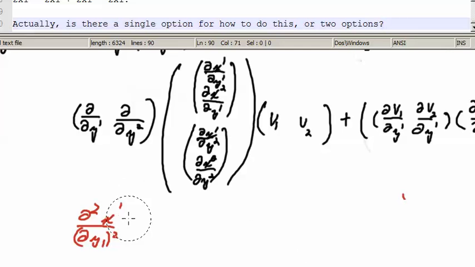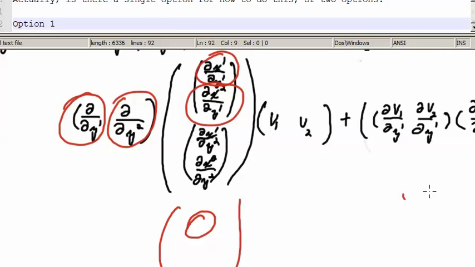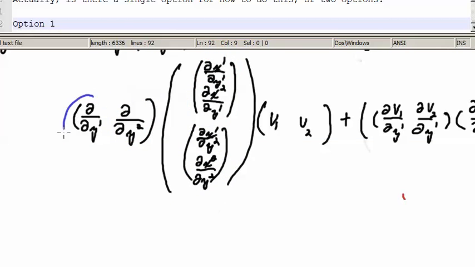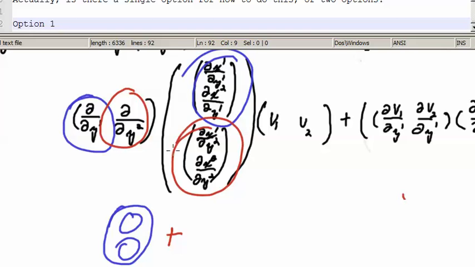Actually, is there a single option for how to do this, or two options? Option 1, I could take this times this plus this times this and put it here. And then take this times, whoops, this times this plus this times this and put it here. Or I could take this times this, put it here, and then plus this times this and put it here.